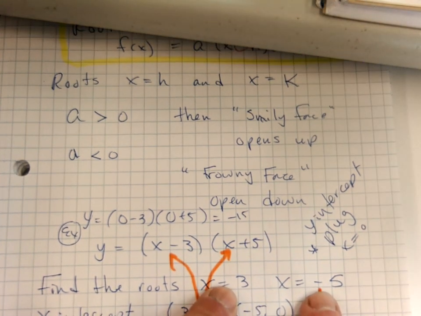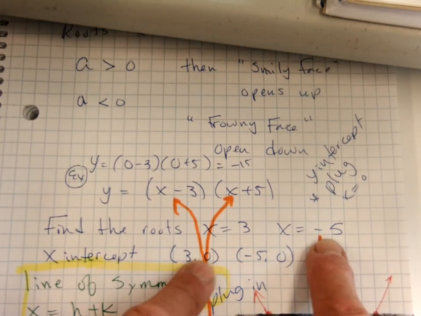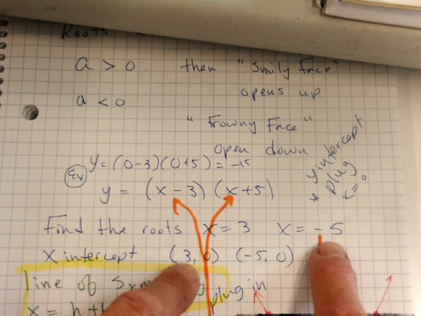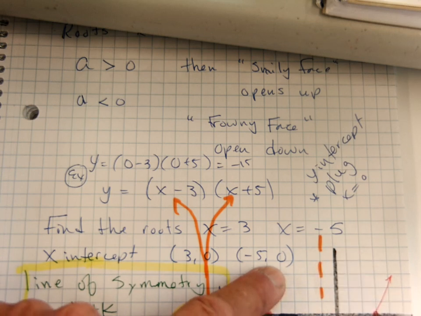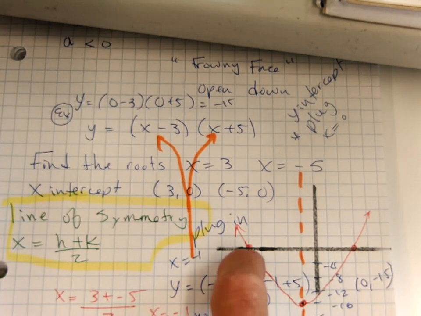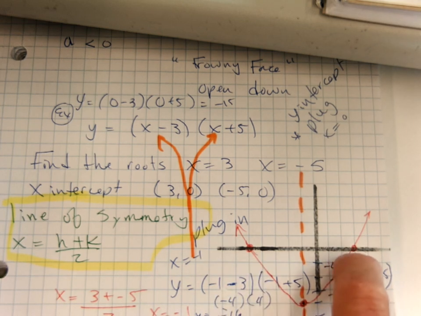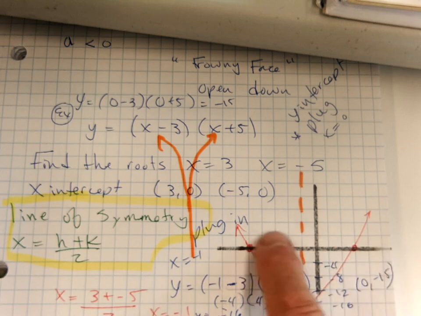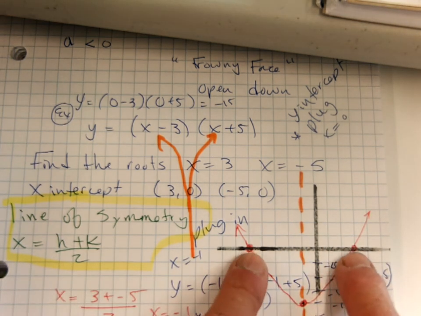They're also x-intercepts. So the x-intercepts would be then 3, 0 and negative 5, 0. Okay, so I graph those. I have an x-intercept at negative 5, 0. I have an x-intercept at 3, 0. Those are my two roots or x-intercepts.